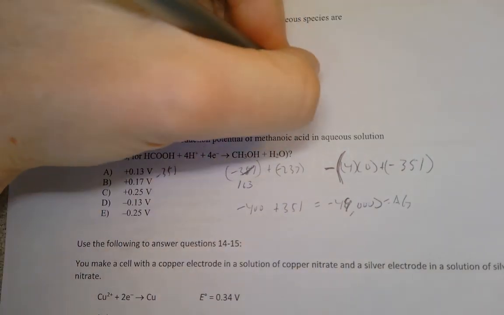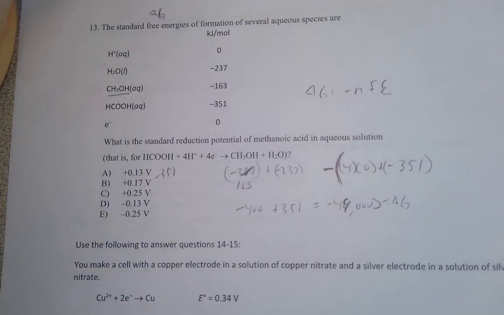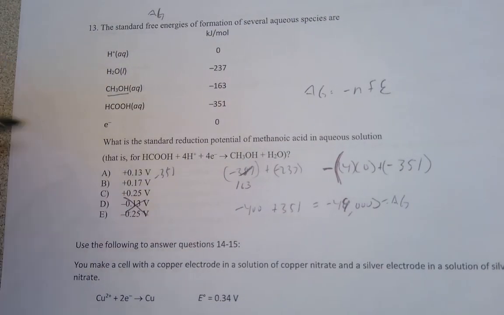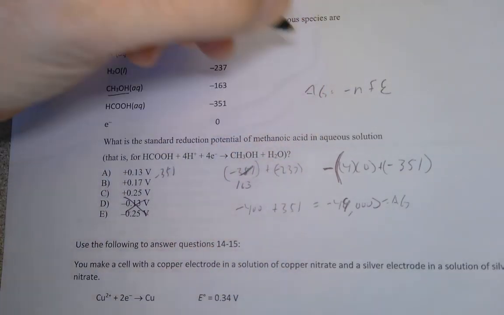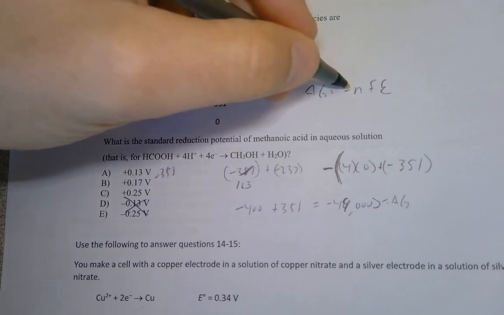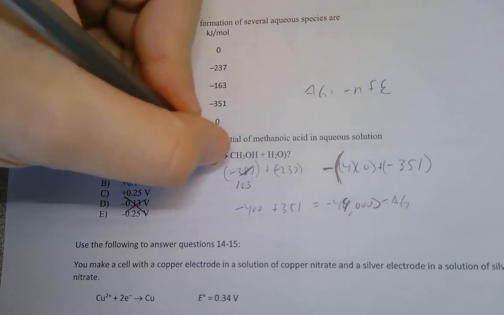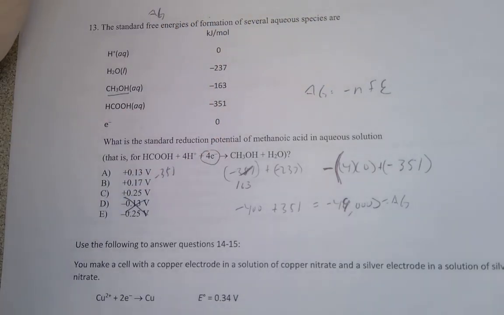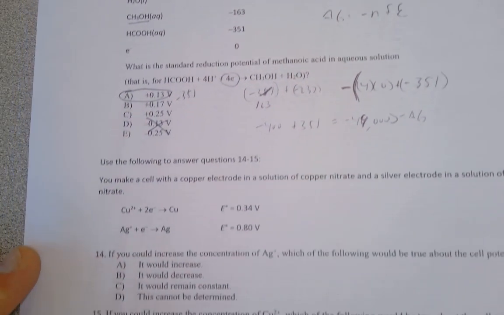So if I do that, delta G equals negative NFE, I should have a positive voltage. So if I'm, just scrap those negative voltages there, right? Because I've got a negative delta G. So negative 49,000 divided by negative 1, so it's going to be a positive 49,000, divided by Faraday's constant, divided by the number of electrons here. Well, they went ahead and showed me the number of electrons, so that's nice. So 49,000 divided by 4 divided by 96,500 is going to give me 0.126, so 0.13 for that one, right? So A is the answer on that one.